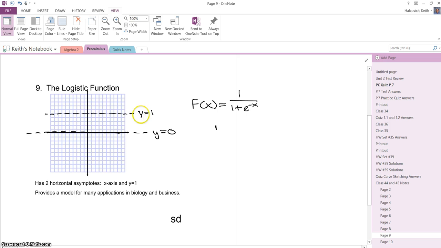The y-intercept, if you put 0 in for x, notice it'd be 1 over 1 plus e to the 0, which is 1, so 1 over 2. So it'd equal 1/2. So that's the y-intercept. So 1/2 would be approximately right there. And then the graph would go towards the asymptotes this way and that way. So that is the logistic function.